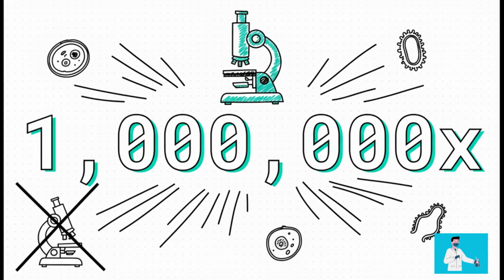The electron microscope. We're talking a potential magnification of up to 1,000,000 times or more. That's about 1,000 times greater than the best light microscopes. This wasn't just an improvement, it was a total revolution that opened up the entire world of ultrastructure, the incredibly fine details inside our cells.